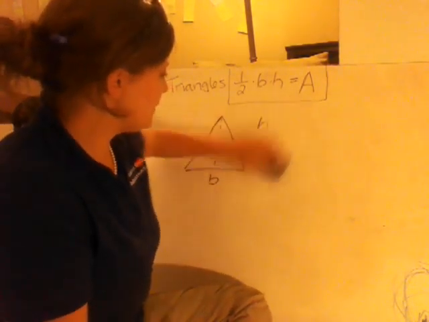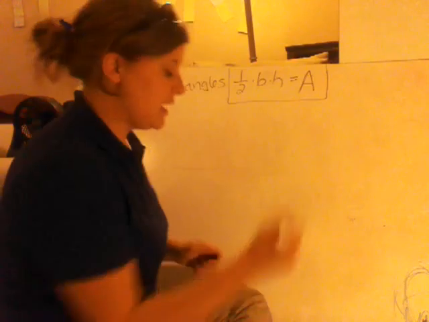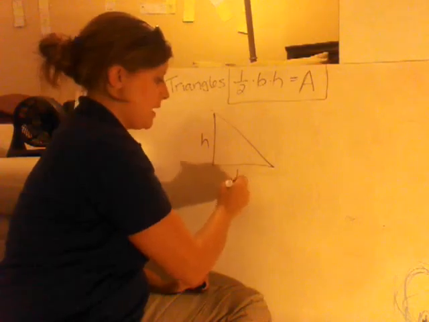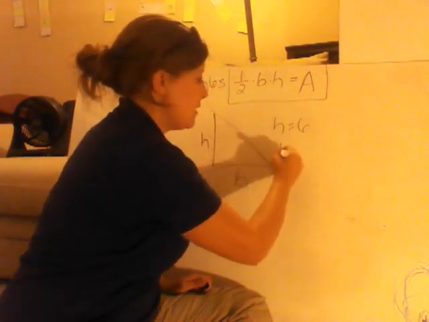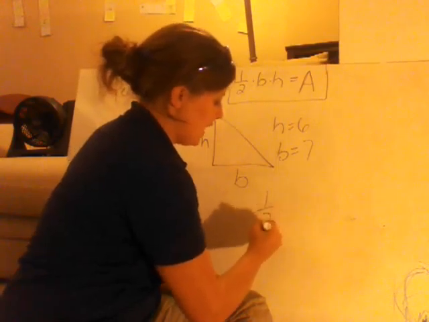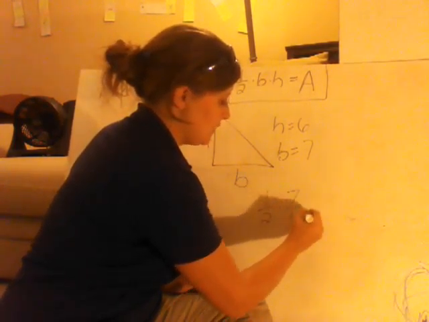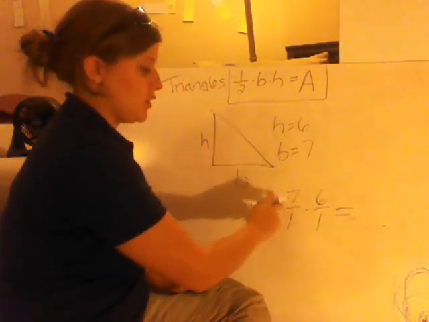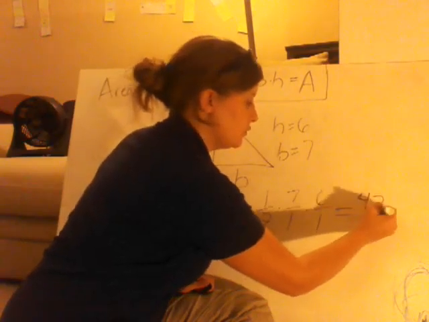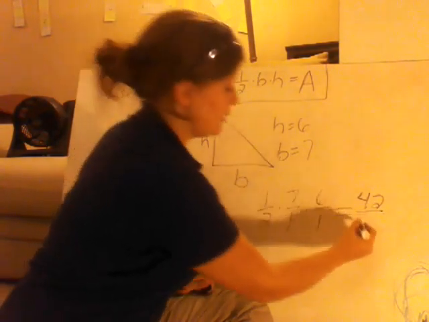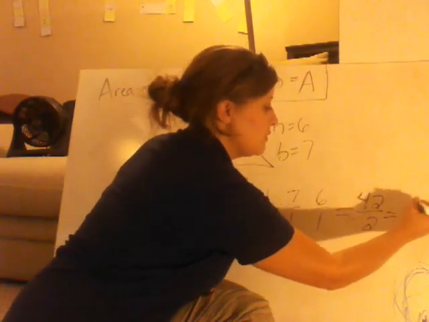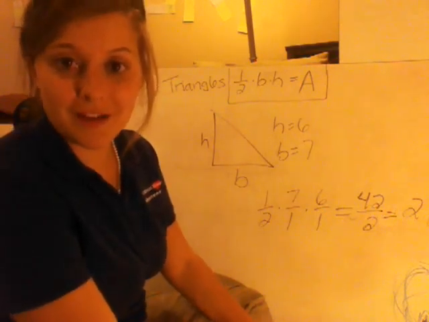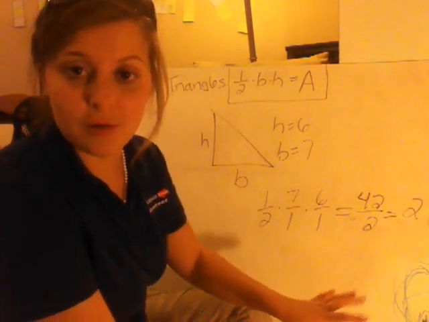Alright, one more for this section. Number 9. Height. Base. My height is equal to 6. My base is equal to 7. 1/2 times my base, which is 7, times my height, which is 6, equals, I go across, 7 times 6 is 42, divided by 2, we're just sending it over again. 42 divided by 2 is 21, and that's area of a triangle. Not anything else, just a triangle.